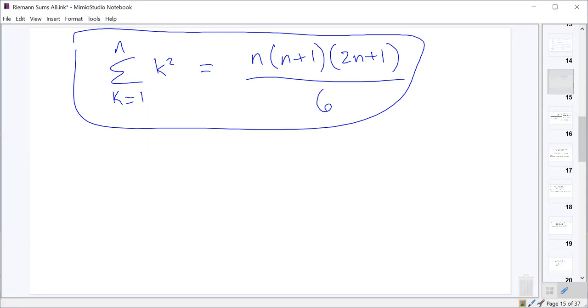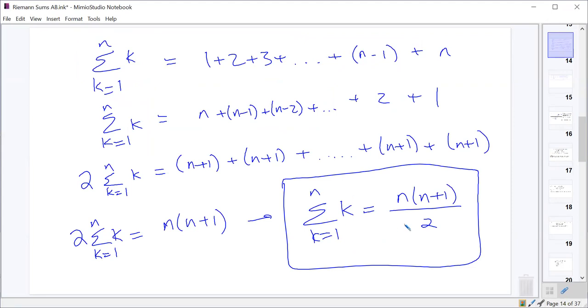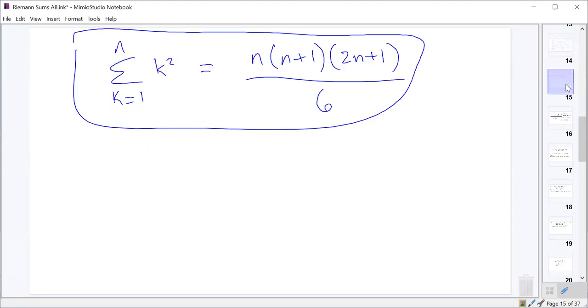So I'm not going to go through and prove that one. It's a little more complicated, but you should know that the sum of all the integers is n times n plus 1 over 2, and the sum of all the squares is n times n plus 1 times 2n plus 1 over 6. So if I want to know what is the value of 1 squared plus 2 squared plus 3 squared all the way up to 100 squared, it's 100 times 101 times 201 divided by 6.